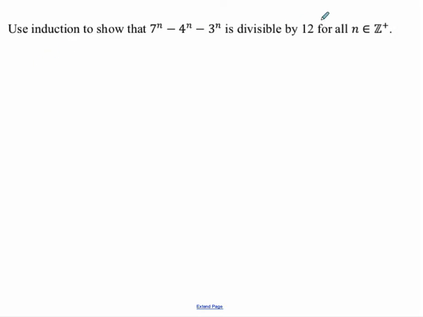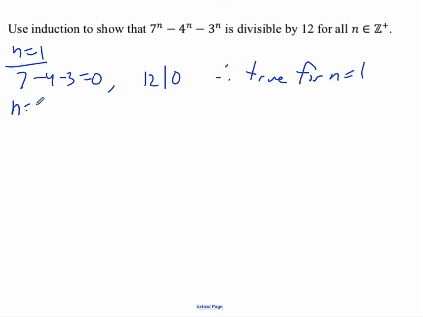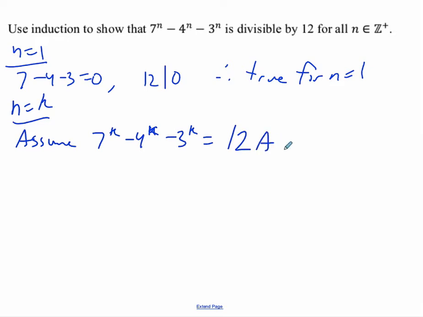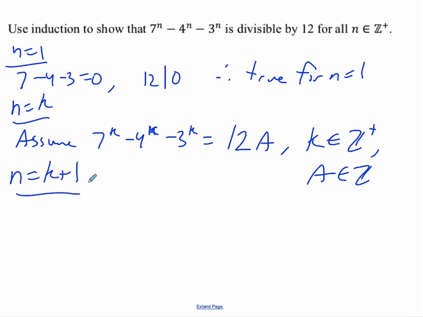Okay, let's look at another example. Let's start with the base case, n equals 1, and you're going to have 7 minus 4 minus 3, which equals 0. 0 is divisible by 12, therefore true for n equals 1. So for n equals k, assume 7 to the power of k minus 4 to the power of k minus 3 to the power of k equals 12a for some positive integer k and some integer a.